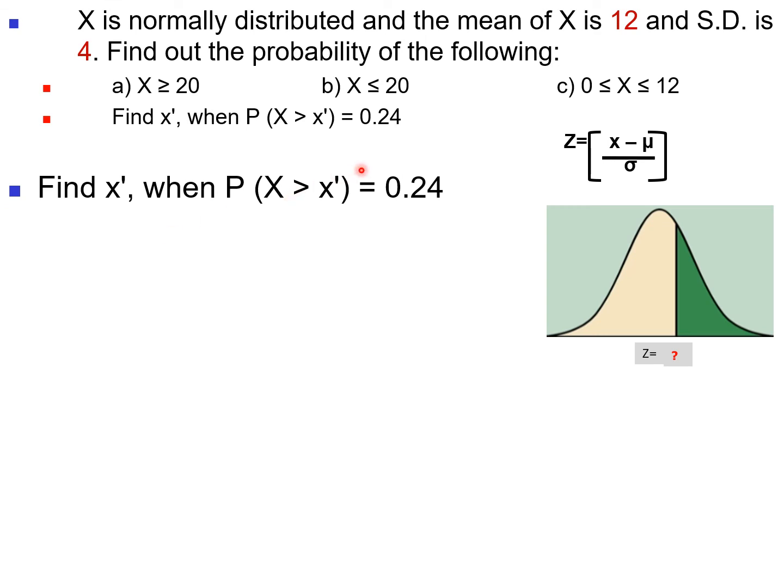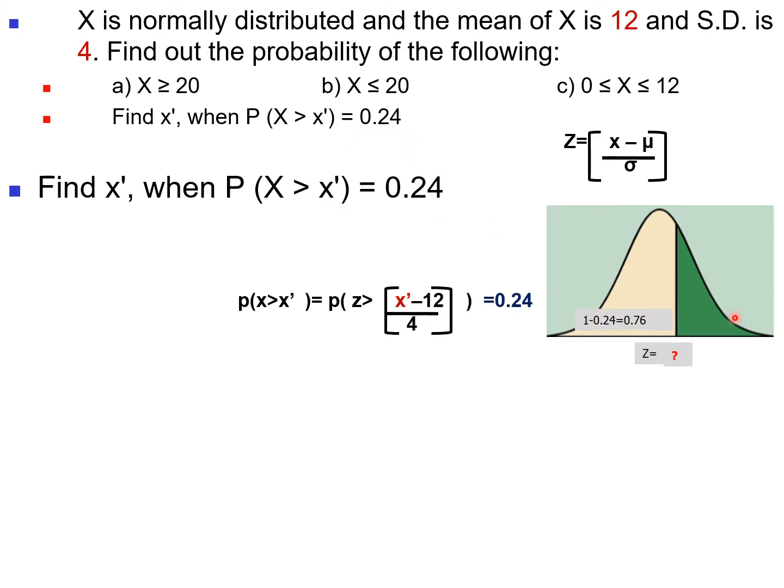In this question, the probability is given to you. You have to find the number over here. X is greater than what number? Till now you were having a question where you had to find the probability for x greater than 20. Now this 20 is not given here. Instead, the probability is given. Find the value of x bar.